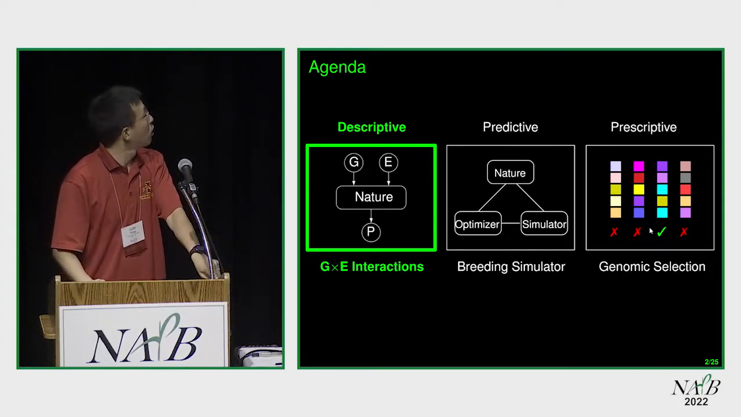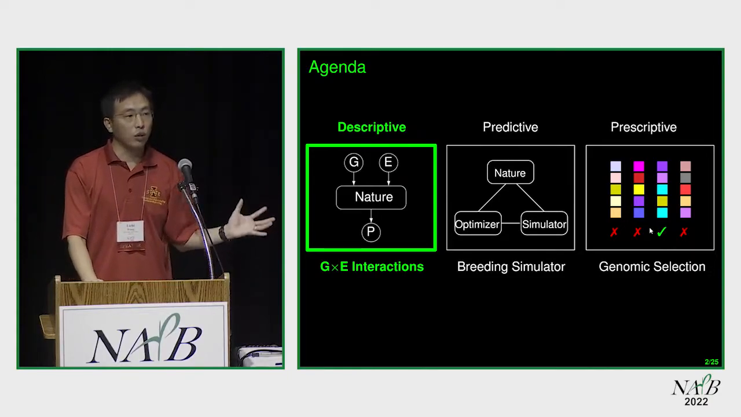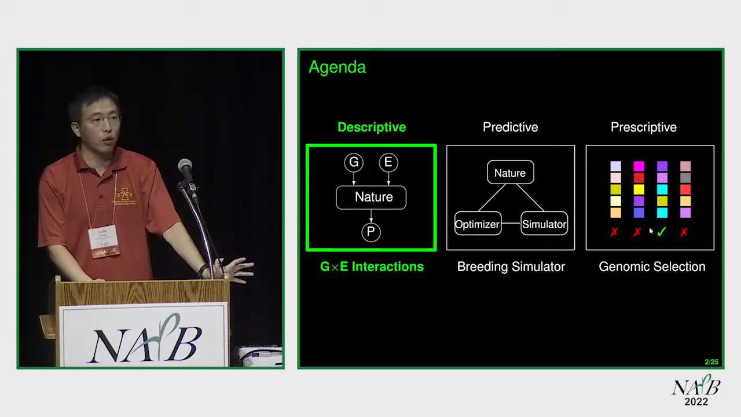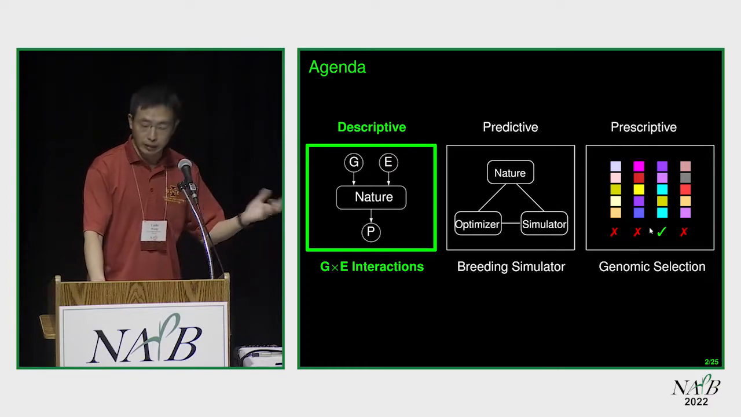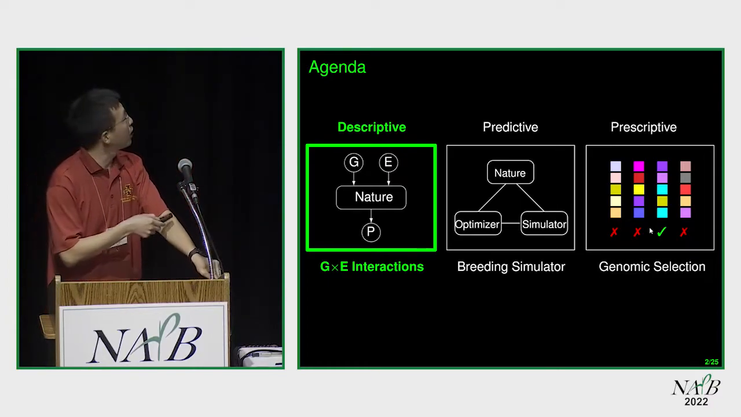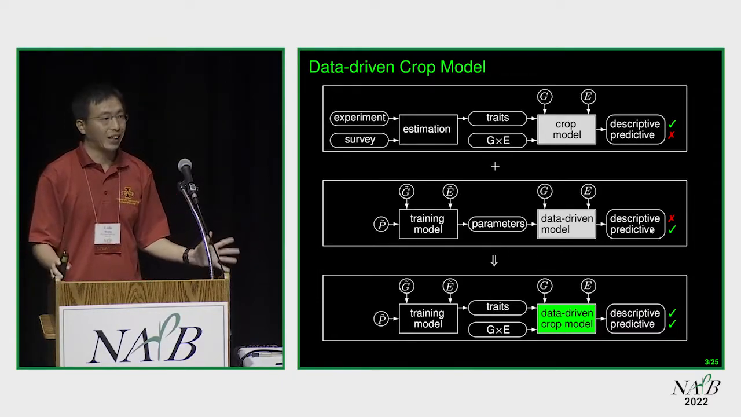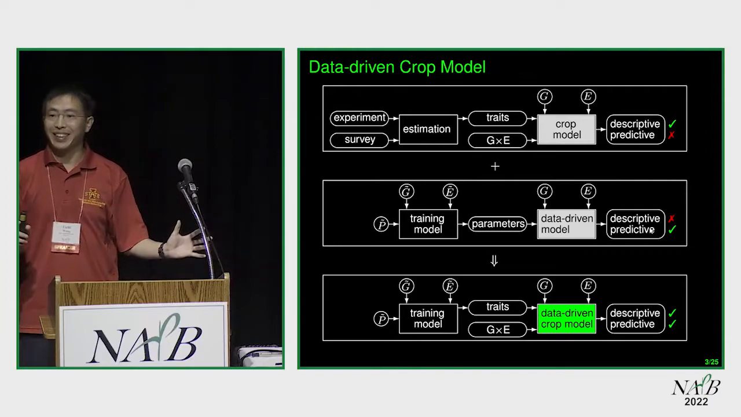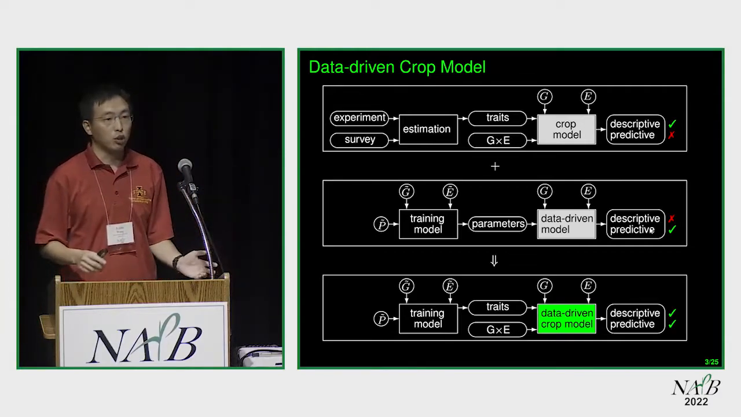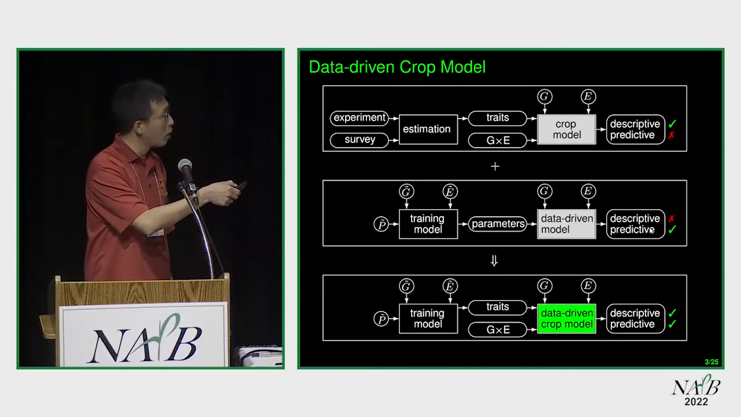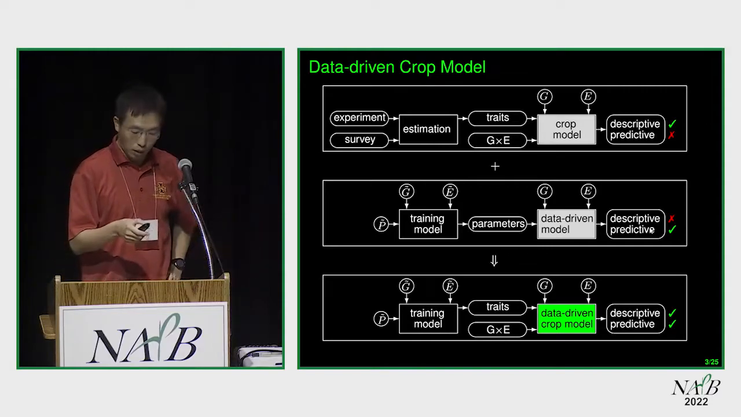So let's start with the descriptive model for G/E interactions. You know there are so many models proposed for G/E interactions, and we have seen quite a few today in the presentations. But more recently, we have been trying this new model we call the data-driven crop model, which is basically a hybrid of the crop modeling approach and the data-driven machine learning approach. And these are the three diagrams showing you the differences between the three approaches.